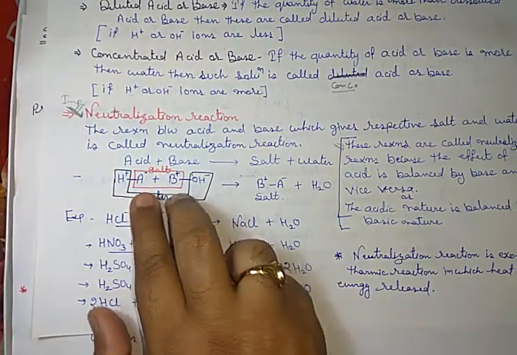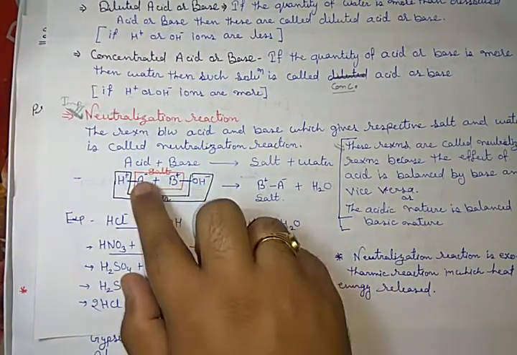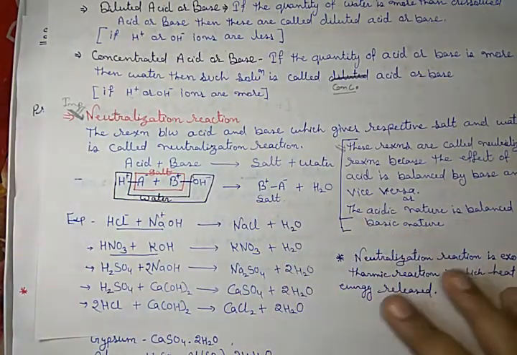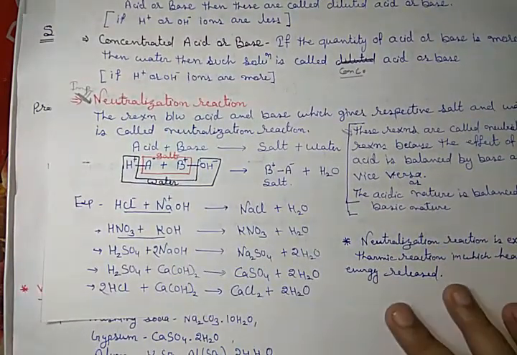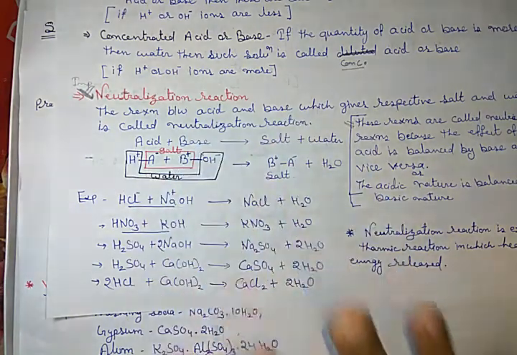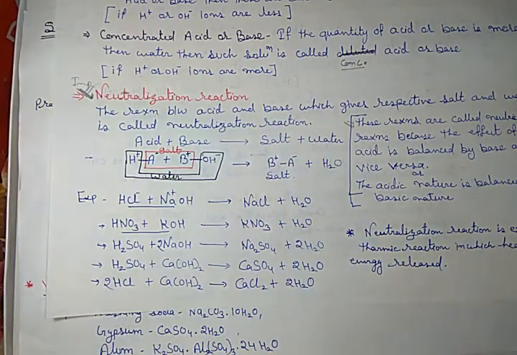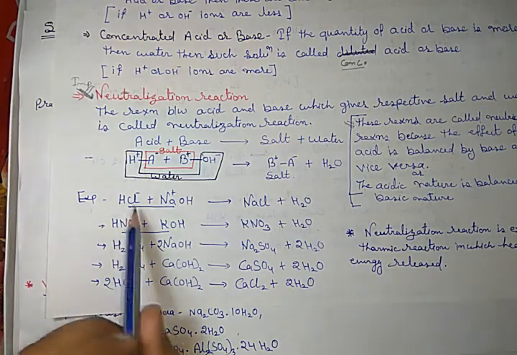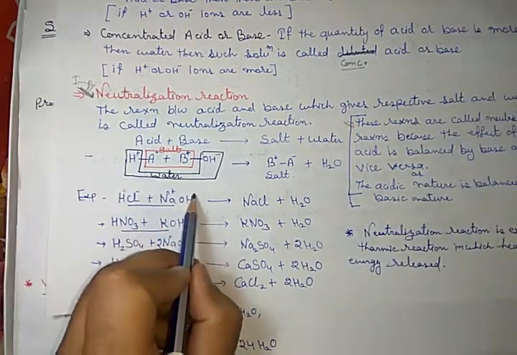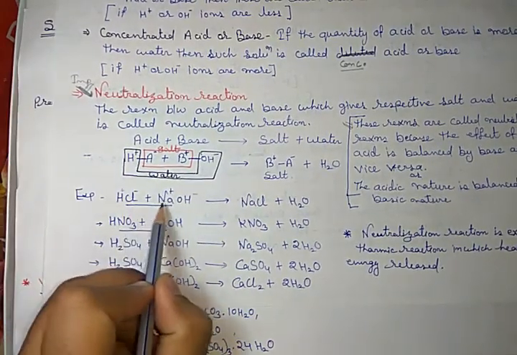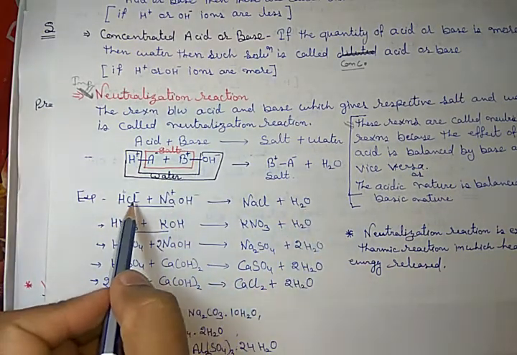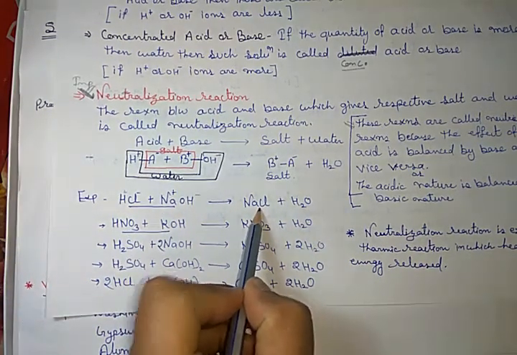The remaining ions, that is B plus of base and A negative of acids, combine and make salt. That is the general mechanism of these reactions. If you understand this mechanism, then you can do any acid or base reaction. Like here, HCl plus NaOH. So it has H plus and OH negative, Cl negative and Na plus. Here H and OH combine and make water, Na and Cl combine and make NaCl.